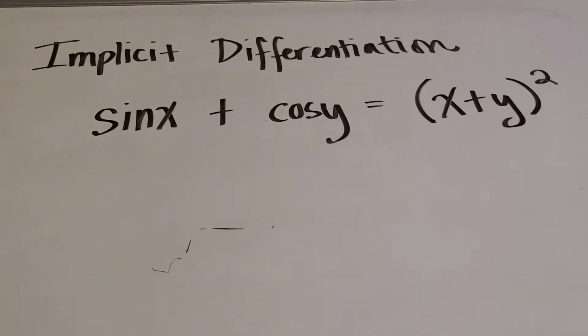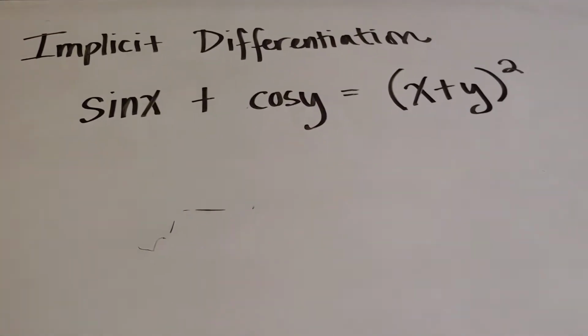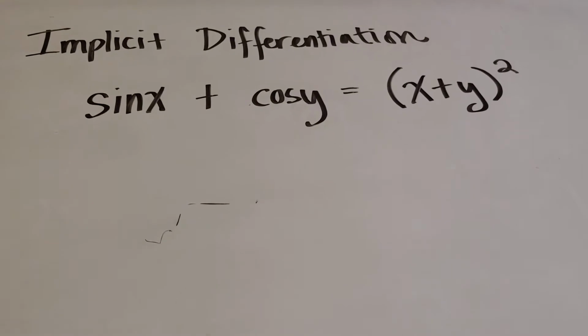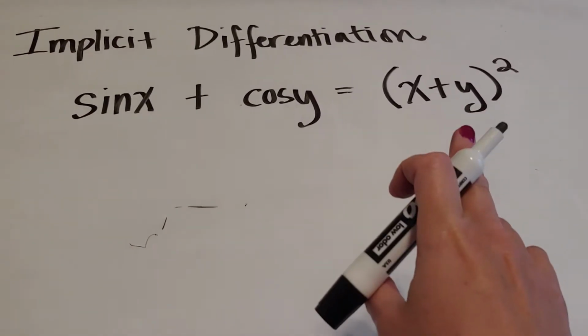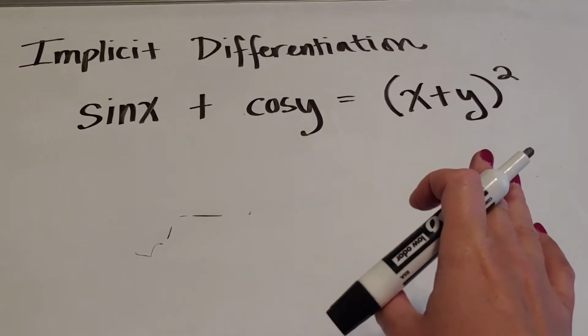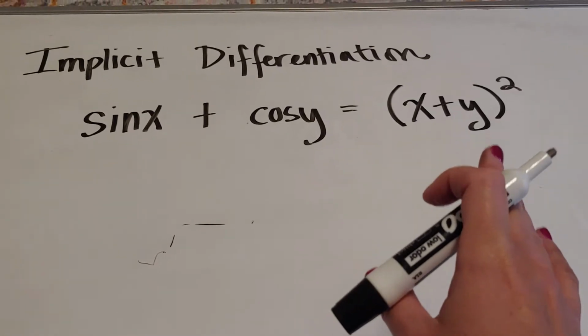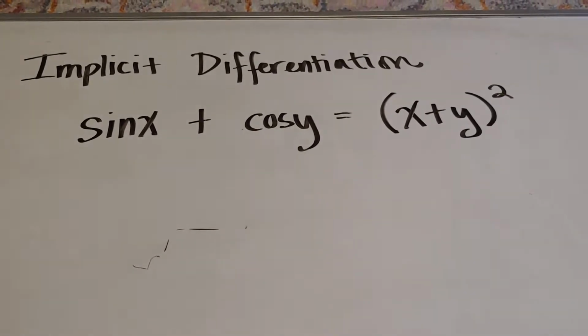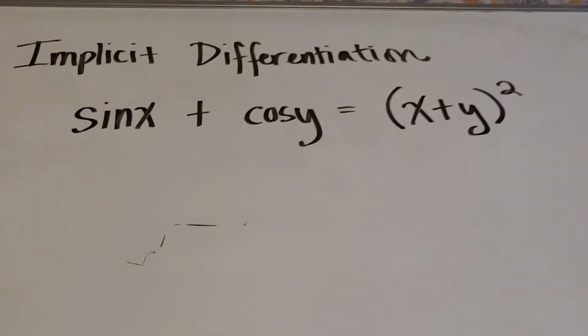In my third video on implicit differentiation, I'm now looking at a funky curve with trig, and I have this parentheses squared, which looks like a chain rule, or you could FOIL it out. So here's what I'm going to do. I'm going to take the derivative with respect to x.